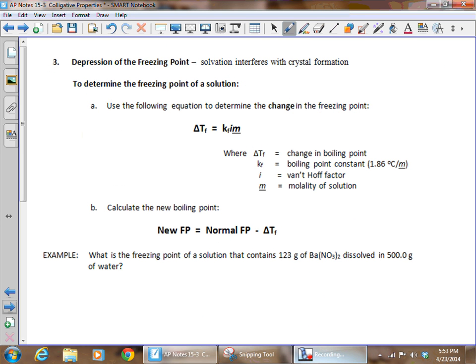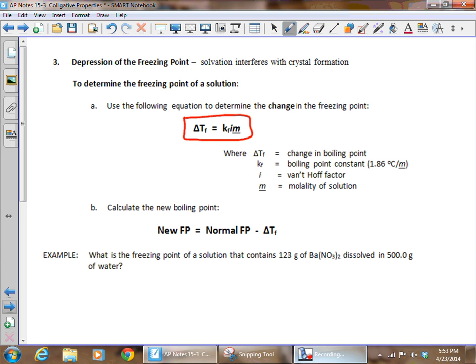So what if we're then dealing with freezing point? When we look at freezing point, it's the fact that when you put a solute into the solvent, it's going to spread apart the boiling point and the freezing point. It's going to make it higher in boiling point. It's going to make it lower in its freezing point. And the solvation, that whole process of dissolving, interferes with the crystal formation. It makes it harder for the solvent to form the crystals and to get to that freezing point. So the equation is the same. The only difference is, instead of dealing with the boiling point, we're dealing with freezing point.